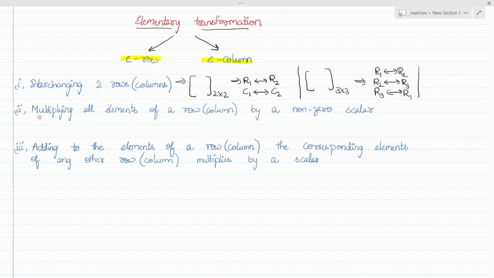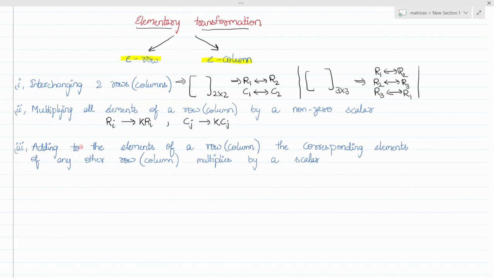The second rule is multiplying all elements of a row or a column by a non-zero scalar, which means any row can be changed as a scalar multiplied with the same row. K is a scalar quantity over here. It's nothing but a constant. Similarly, a column can be changed when scalar multiplied with the same column entries.